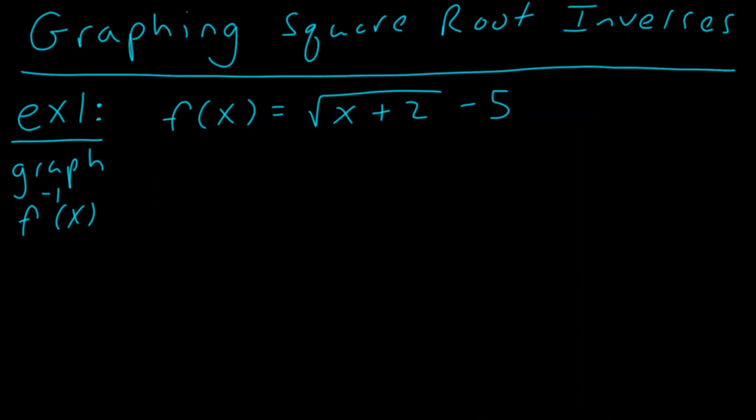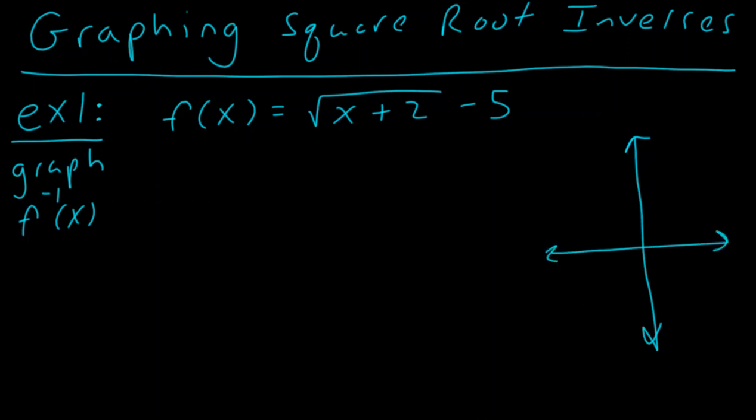Alright, and welcome to graphing square root inverses. Now, in example 1, it says graph f inverse of x, and you'll notice that f of x is in fact a square root function. Now, what would it look like to just go ahead and graph that right off the bat?